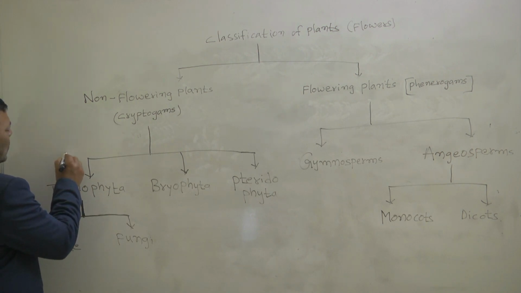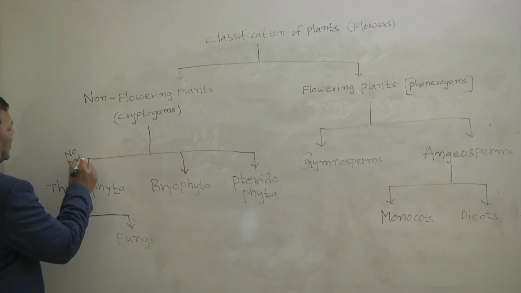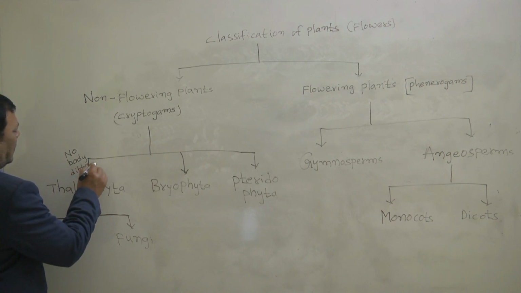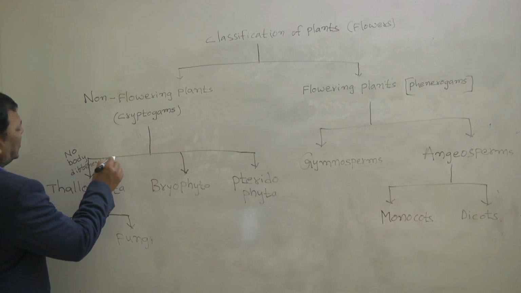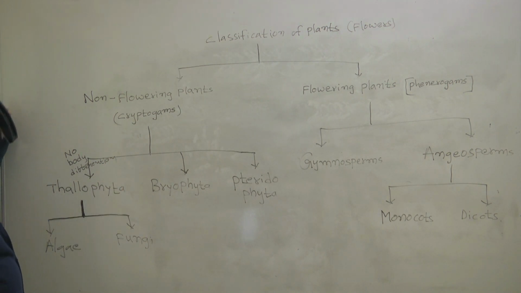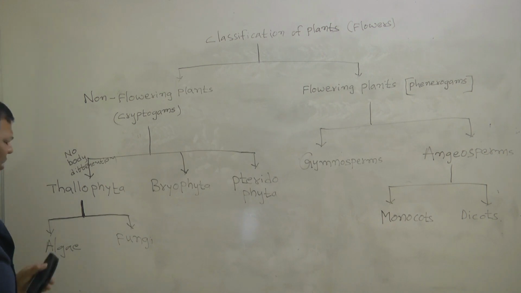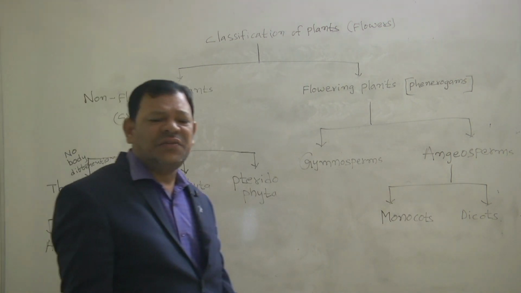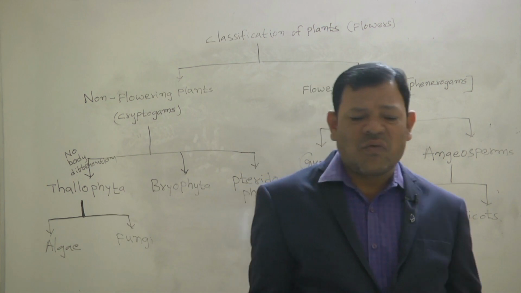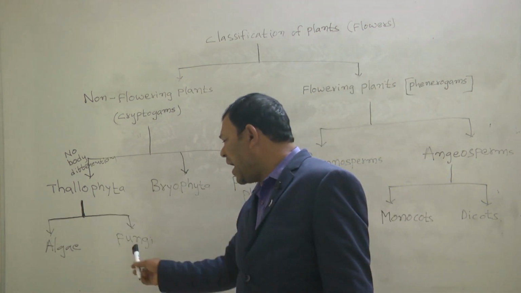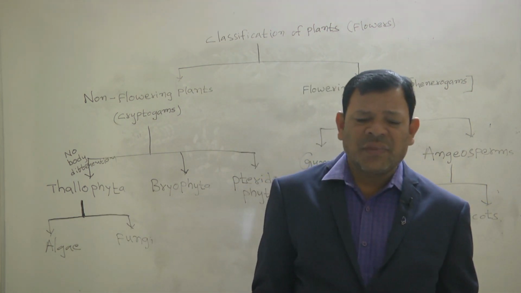There is no body differentiation. There are no roots, no stem, no leaves. Body differentiation we cannot see in the Thallophyta. The Thallophyta is again classified into two groups. One is the algae and the second one is the fungi.